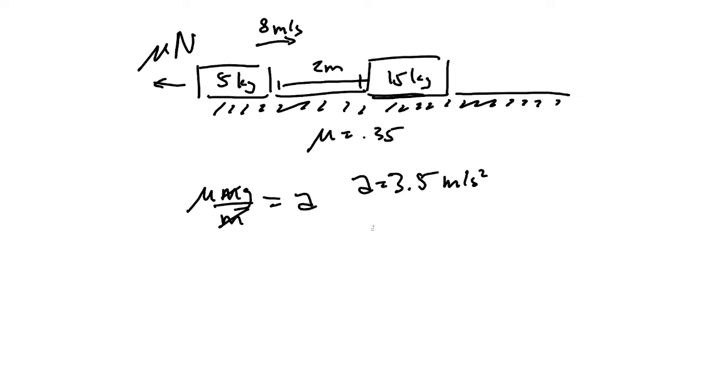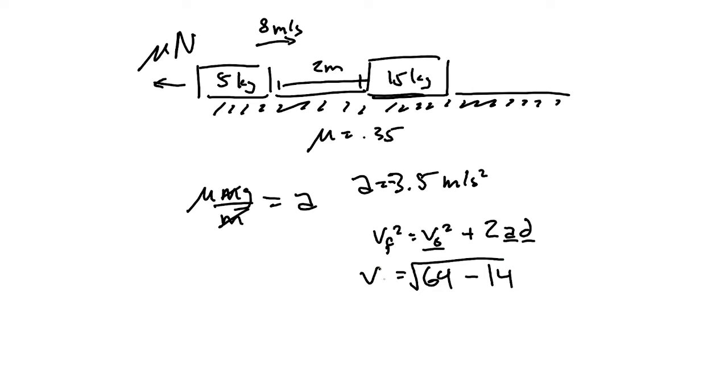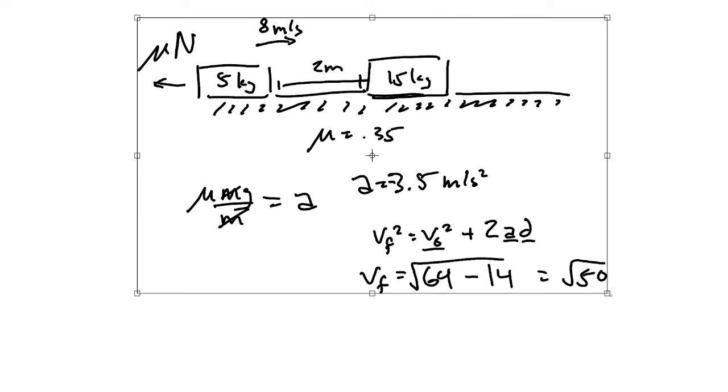So we can plug this into our handy dandy kinematic equation, which is vf squared equals initial v squared plus 2ad. We have our distance, our acceleration, and our initial velocity. So we have 64 minus, since this is negative 3.5 meters per second squared, since it's moving in the other direction, 2 times 2 times 3.5, which is going to give us 14. That gives us our vf squared, so we can just square root that. That gives us our final velocity of square root of 50. All right. So let's shrink this just a little bit.